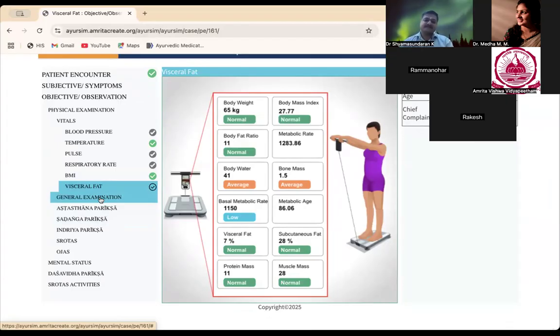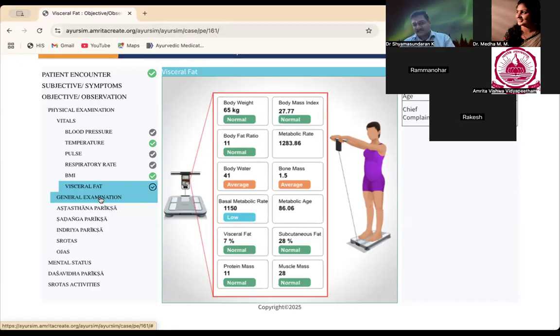And otherwise also, the whole examination is there for everyone. So one thing that you may see is that all the examinations are present for all the patients here. So you may ask, why is that? We don't do all the examinations on all the patients. So why is it represented in that way?